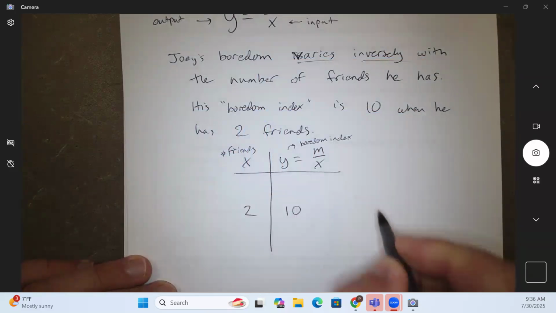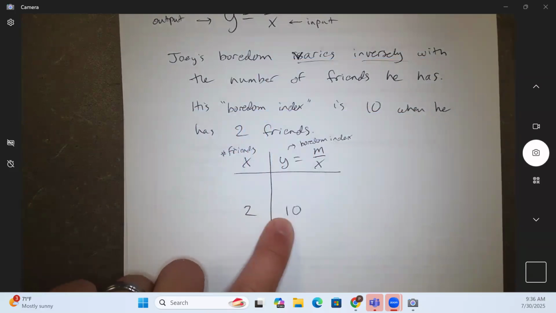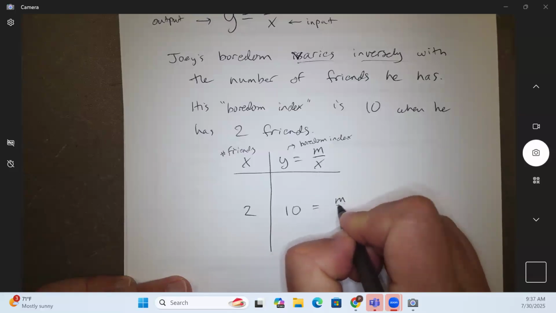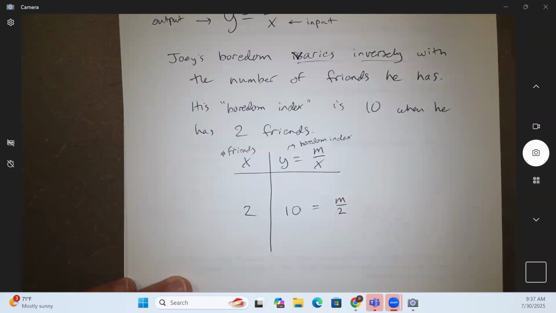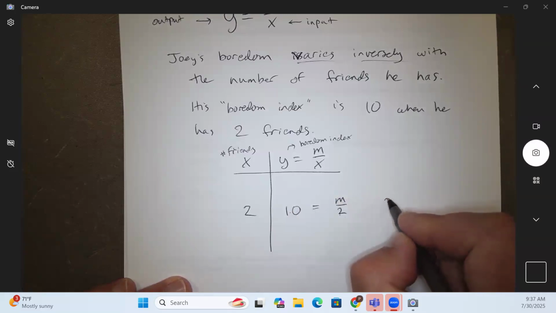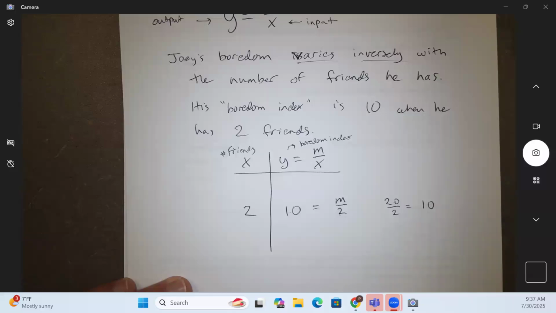So Joey has 2 friends. His boredom index is 10. And we know that's going to be M divided by 2. So what is M? 10 is M divided by 2. So you're saying M is 5. 5 divided by 2 is not 10. Let's try 20. Because if M is 20, we get the 10 that we wanted.